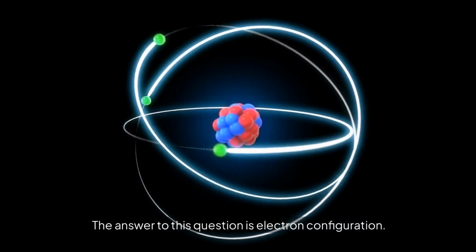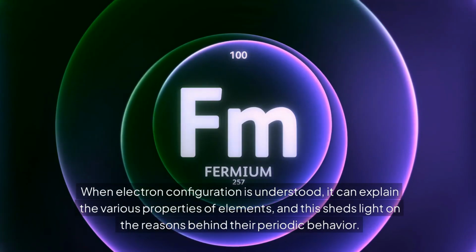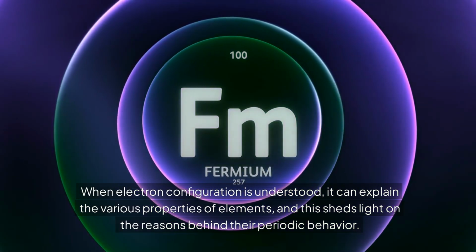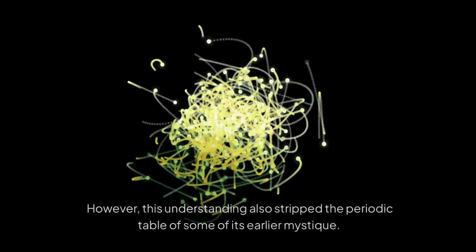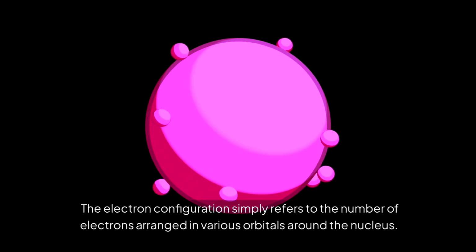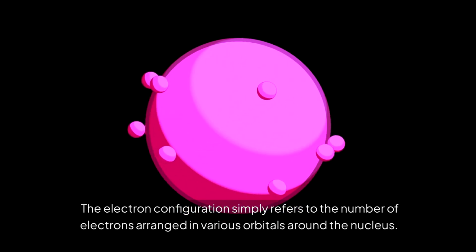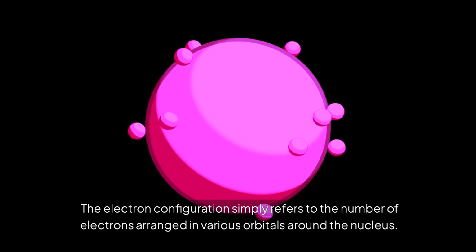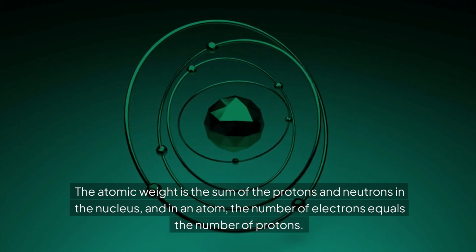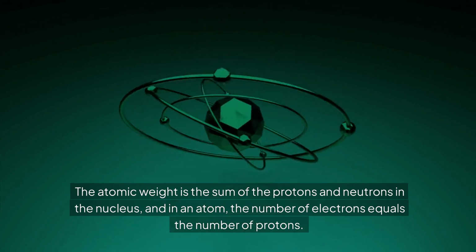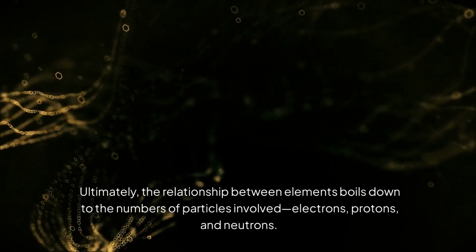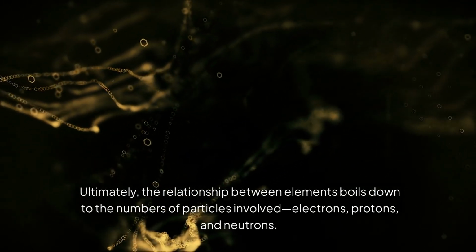The answer to this question is electron configuration. When electron configuration is understood, it can explain the various properties of elements, and this sheds light on the reasons behind their periodic behavior. However, this understanding also stripped the periodic table of some of its earlier mystique. The electron configuration simply refers to the number of electrons arranged in various orbitals around the nucleus. The atomic weight is the sum of the protons and neutrons in the nucleus, and in an atom, the number of electrons equals the number of protons. Ultimately, the relationship between elements boils down to the numbers of particles involved: electrons, protons, and neutrons.